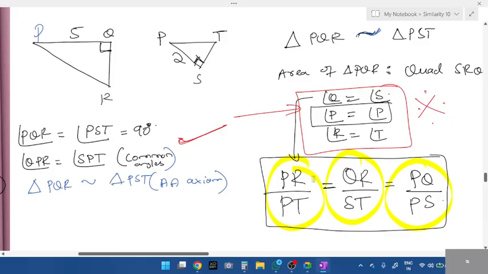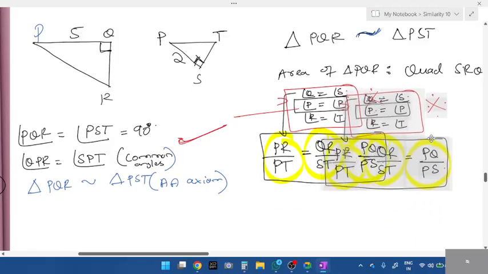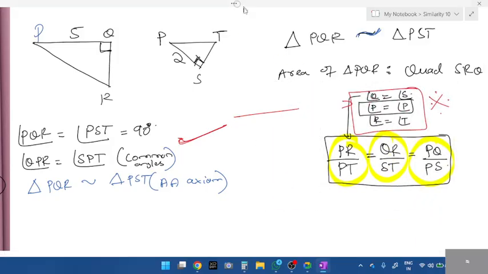PQ and PS has value, right? Apart from that, the other two values are not given. So what will you do? You could all have written this in the working column, students. This part is for reference. Now let us take PQ and PS. First part is done.